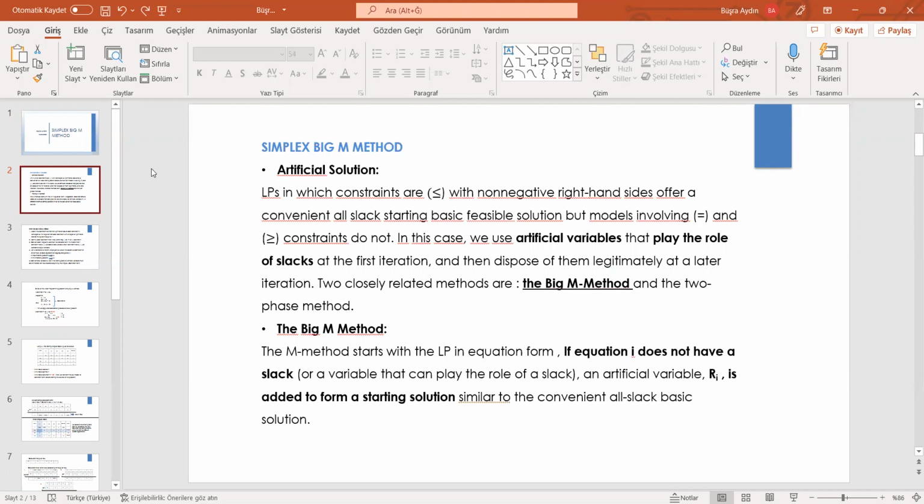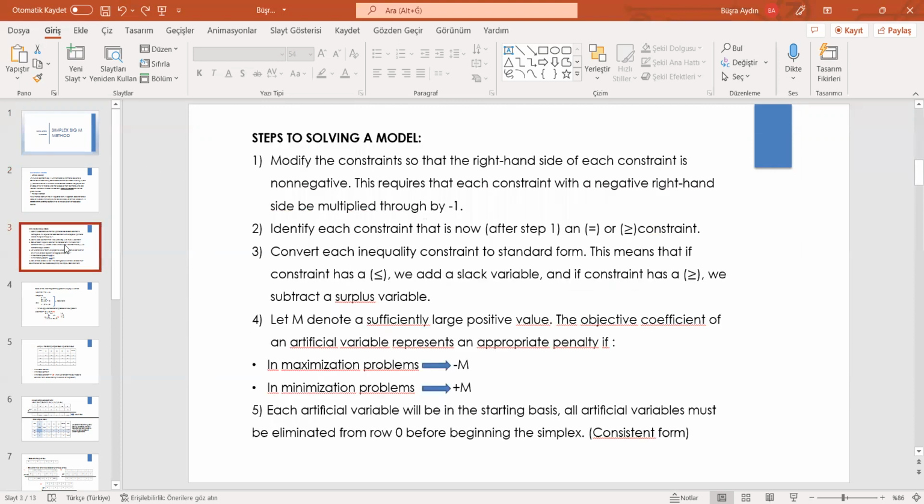Two closely related methods are the Big M method and the two-phase method. Today we analyze the Big M method. The Big M method starts with the linear program in equation form. If equation i does not have a slack or a variable that can play the role of a slack, an artificial variable, which is Ri, is added to form a starting solution similar to the convenient all-slack basic solution. And we have 5 steps to solving a model.